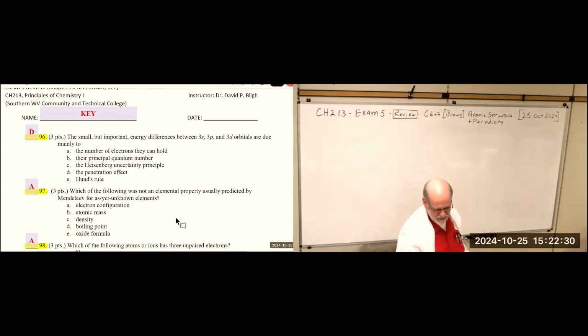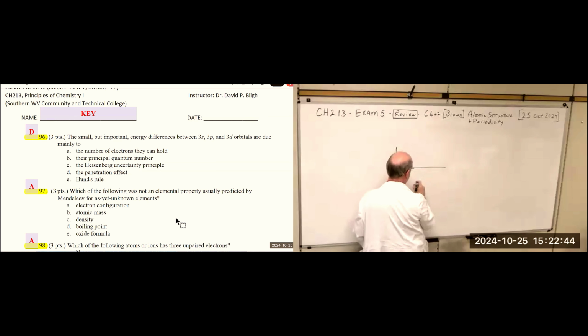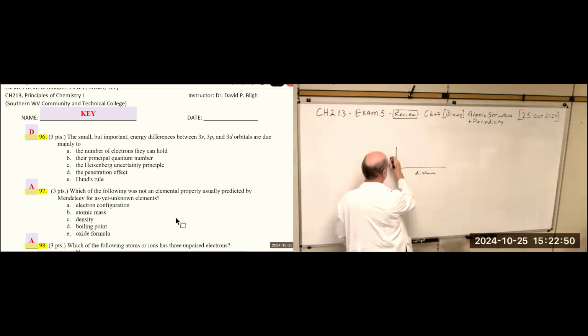Okay, 96. The small but important energy difference between 3s, 3p, and 3d orbitals is due mainly to the penetration effect. Remember where you get, this is distance from the nucleus. This is energy.